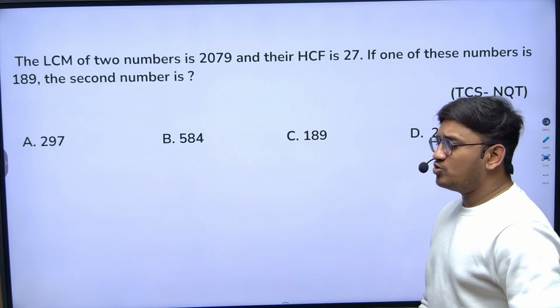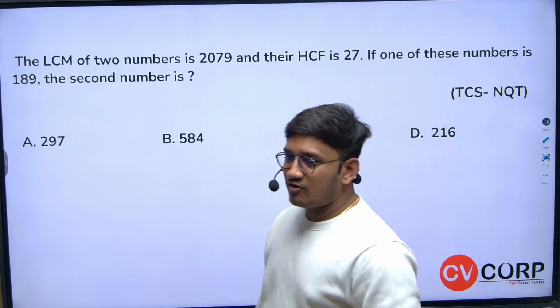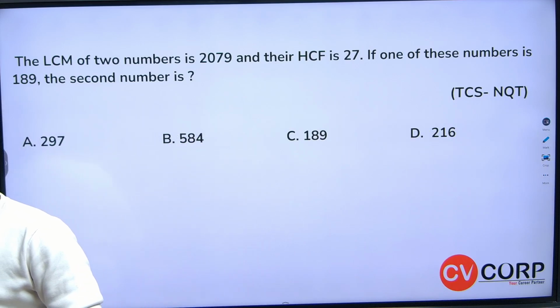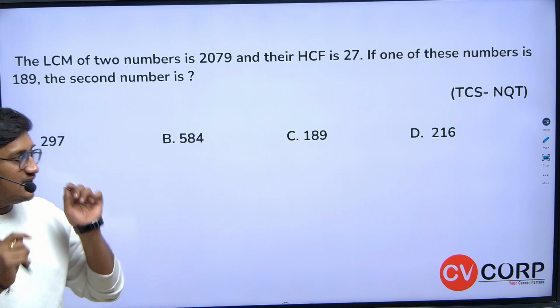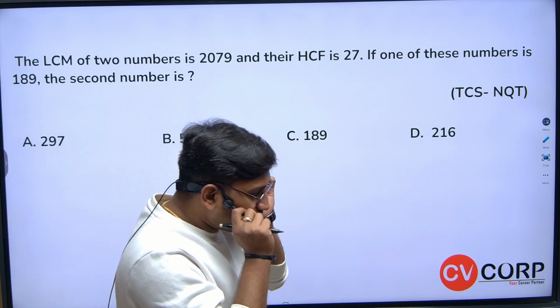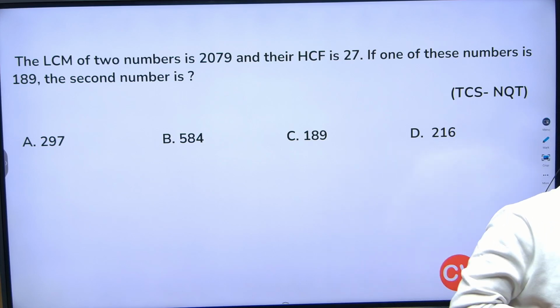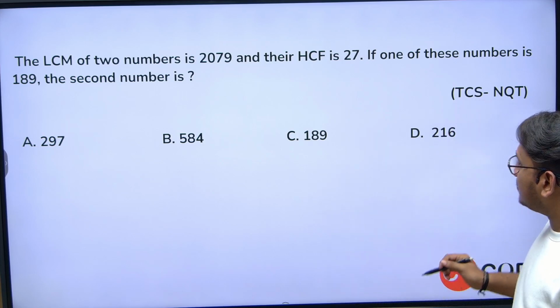Now, let's go with a few applications of LCM and HCF. Okay, there are a few applications of LCM and HCF we have. Now, this is one of the applications that was given in a previous exam. Okay, let's go with the question.